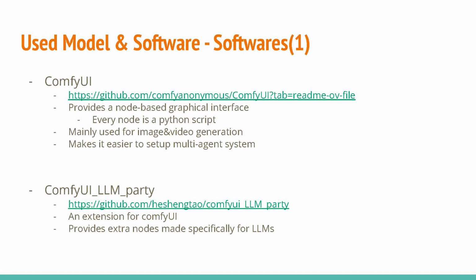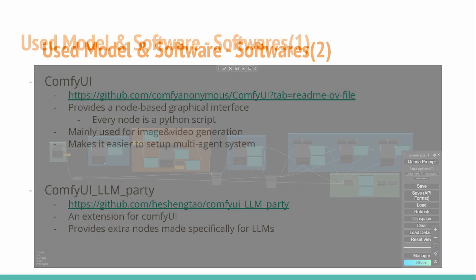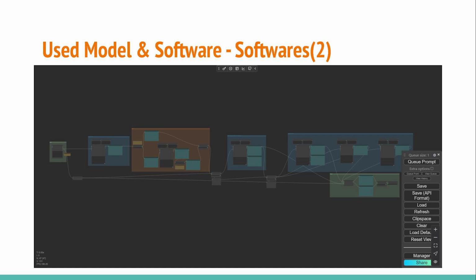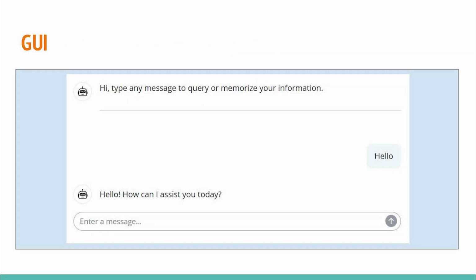To develop this chatbot, we use two tools: ComfyUI and an extension of ComfyUI called LLM Party. It is basically a visualization tool that makes it easier for us to see the output of each node. And this is what it looks like in ComfyUI. It's basically the system structure that I just demonstrated. We also developed a GUI right here.